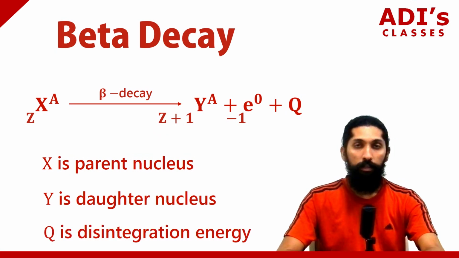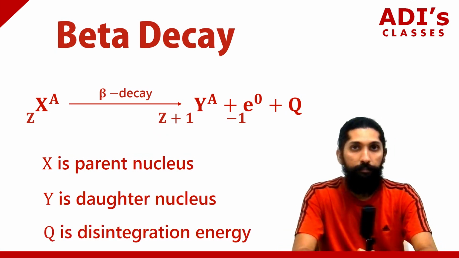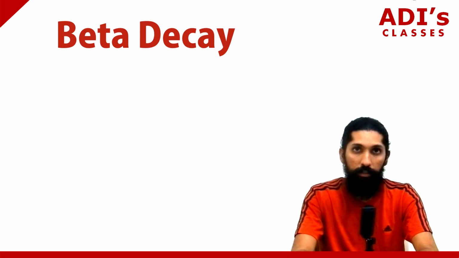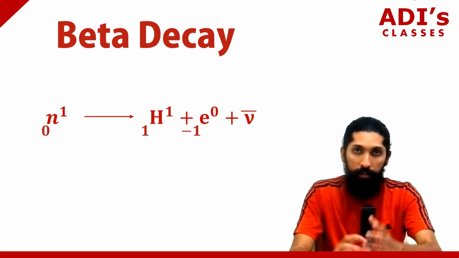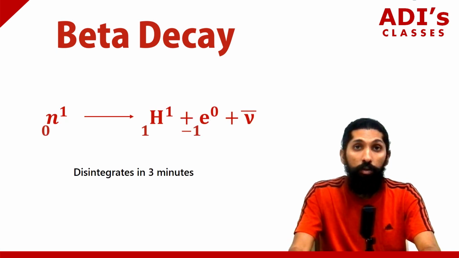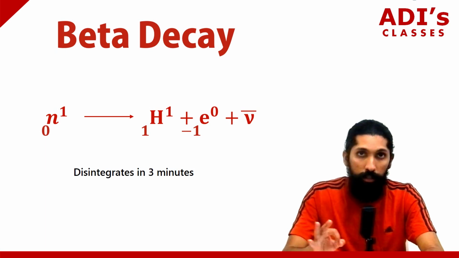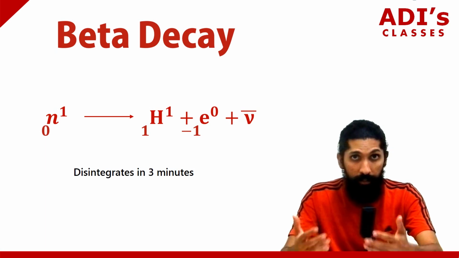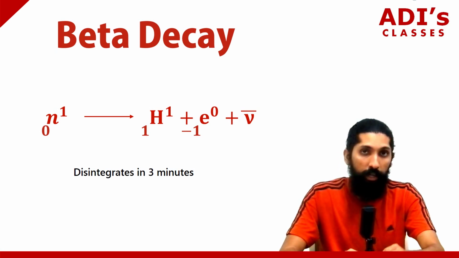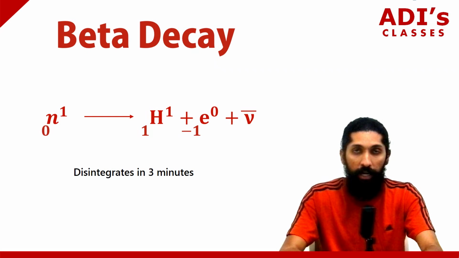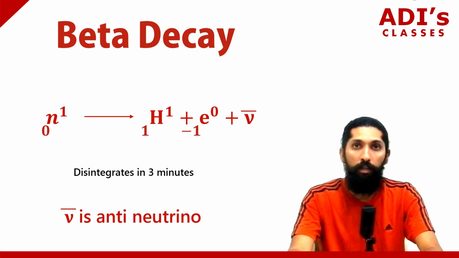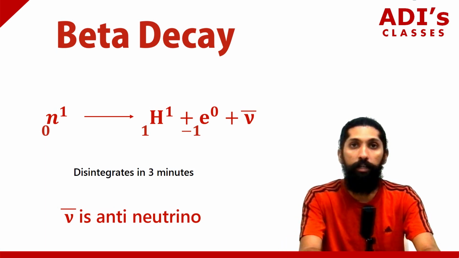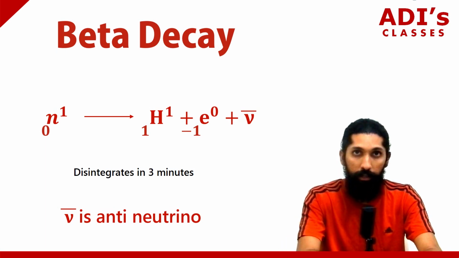In beta decay, a neutron inside the nucleus disintegrates. Now a neutron has a life of 3 minutes. In the sense, outside the nucleus, a neutron cannot exist by itself for more than 3 minutes. After 3 minutes, the neutron is going to disintegrate into a proton, an electron and an antineutrino. Antineutrino is a type of subnuclear particle. We are not dealing with that right now. But what you know is that a neutron disintegrates into a proton and an electron, correct?